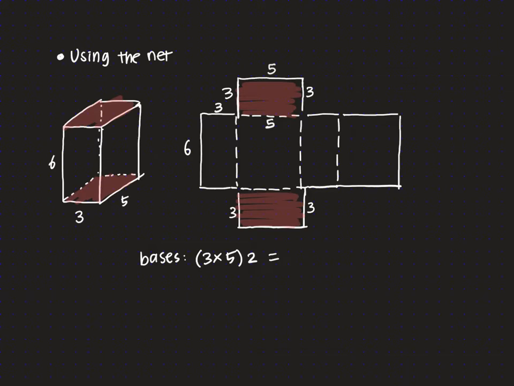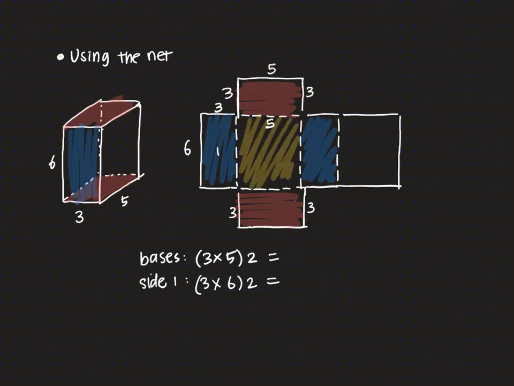And then for the skinny part right here, which is equivalent to the side that you see, I'll just go ahead and say side 1. They're going to be 3 times 6. And you also have 2 of those, right? You have 1 on the other side, so I just counted these 2. The big side that you have left is this middle part, the sides that you see here, and you have 2 of them as well.